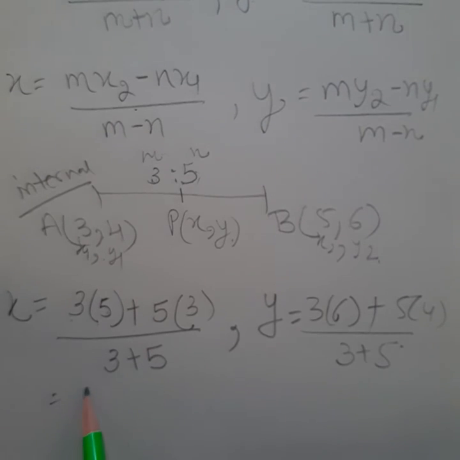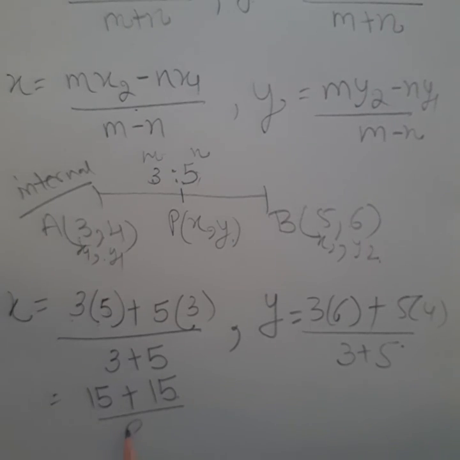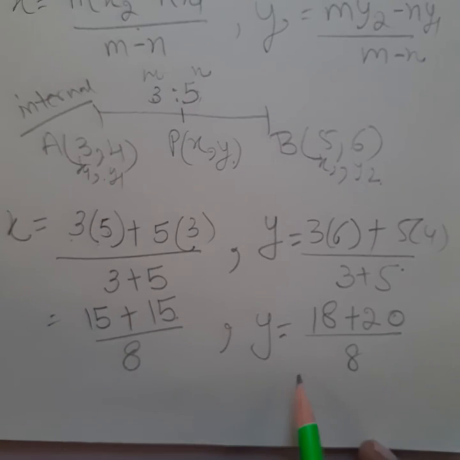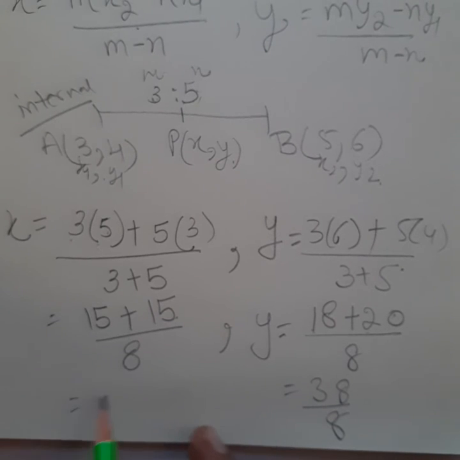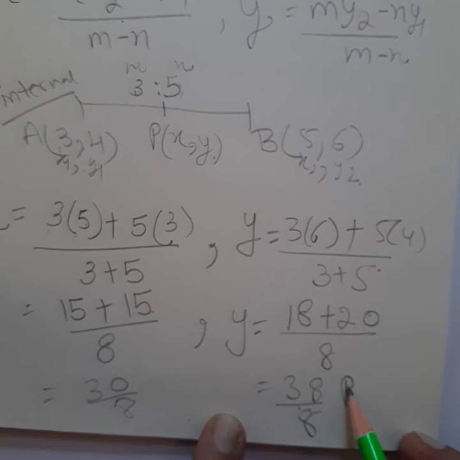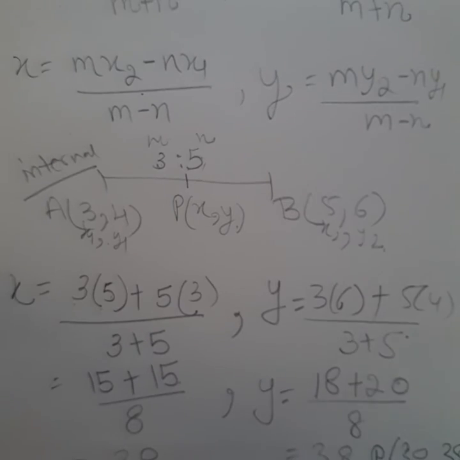3 5s are 15. You can see here also we get 15 on the second term, and in the denominator you get 8, and on the right hand side you get 18 plus 20 upon 8. So in this way you get the answer 38 upon 8, and in the first place you get 30 by 8. So students, this is your point of division, and you can write it like (30/8, 38/8). Okay, now I repeat my steps.